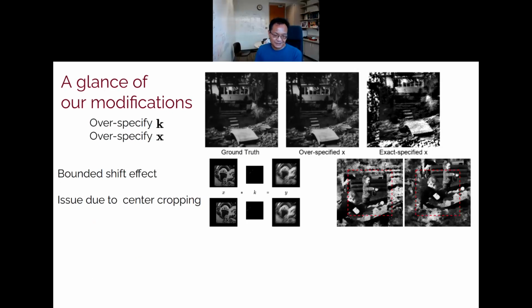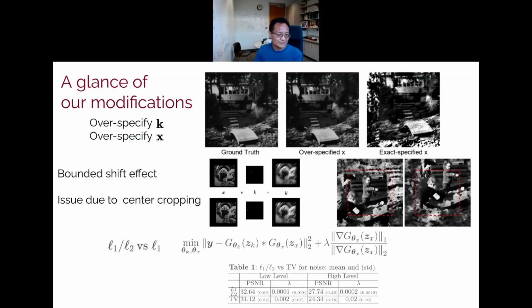The first group of modification is about how you specify the size of the kernel and the images. As I said, practically we don't know the size of the kernel. So it turns out using DIP, we can actually be very, very aggressive in specifying the size of the kernel. We actually specify the size of the kernel as half the size of the image in both directions. So that's pretty aggressive. And similarly, you can overspecify the image according to the convolution law. I'm not going to elaborate on that.